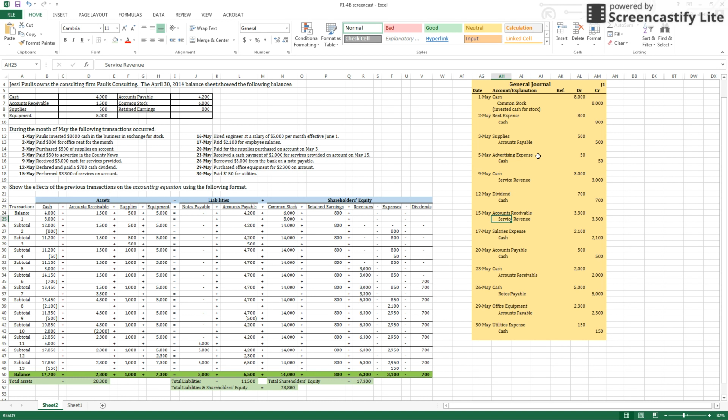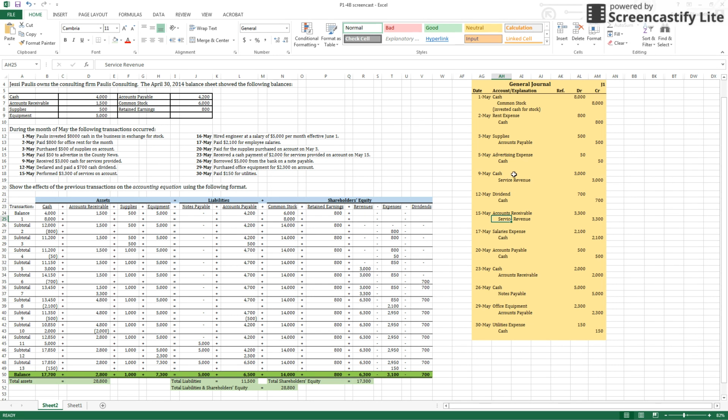Our advertising expense on May 5th, we paid $50. We increase an expense by debiting it for $50, and we credit cash for $50 because cash went down, and to decrease our assets, we credit them.